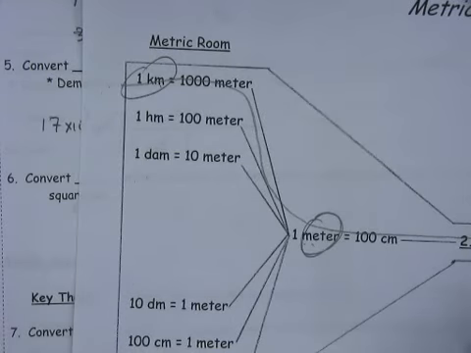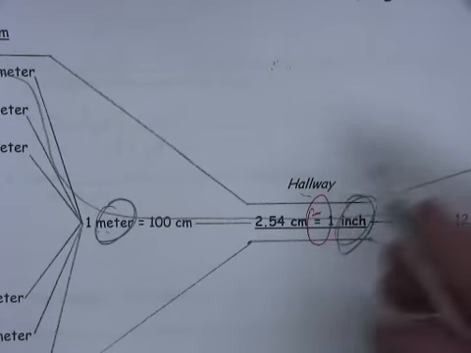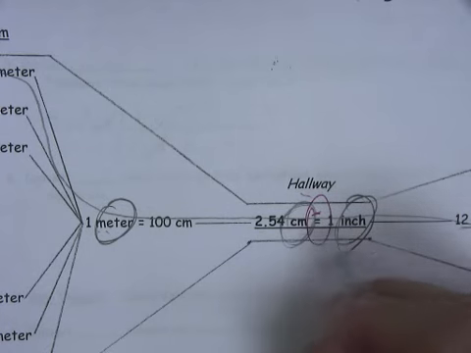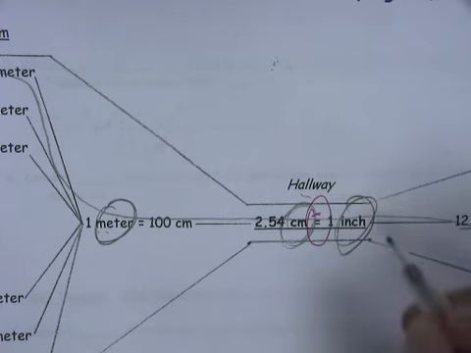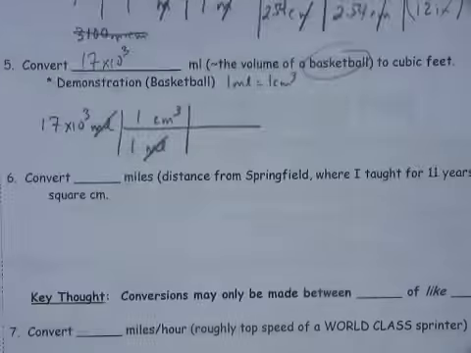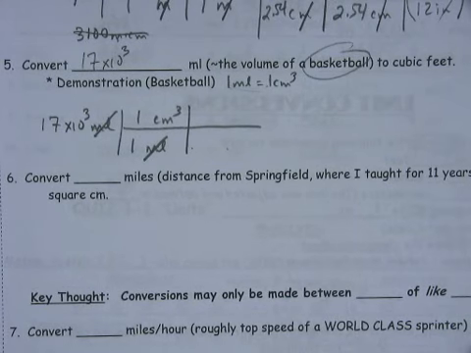So we are actually in the room. So where's our centimeters at? Our centimeters is actually right in the hallway. So actually we're starting right in the hallway. So here's our centimeters. So 2.54 centimeters equals 1 inch. We're going to use that one because I want to get all the way out to cubic feet.